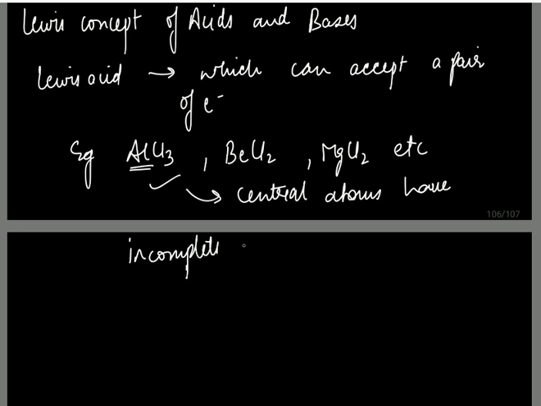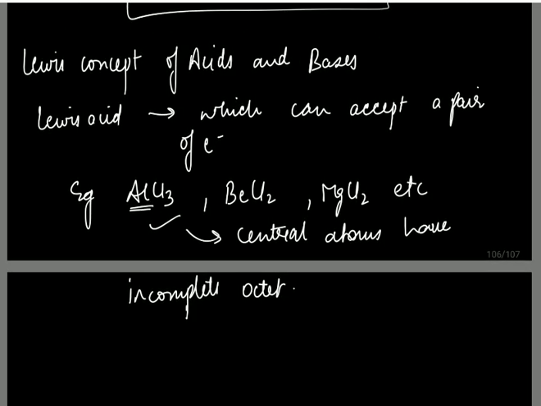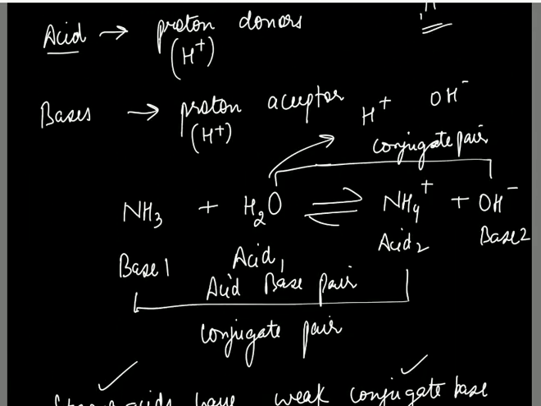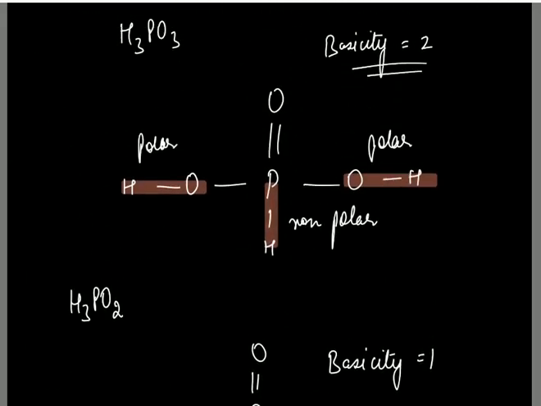incomplete octet. See, even octet theory has drawbacks. So we can have central atoms as expanded as well as, you can say, incomplete octet. So incomplete octet means they are deficient. They haven't completed their octet, but still they do exist. That's a drawback. Now, if you go back to this one, I used the term expanded octet.